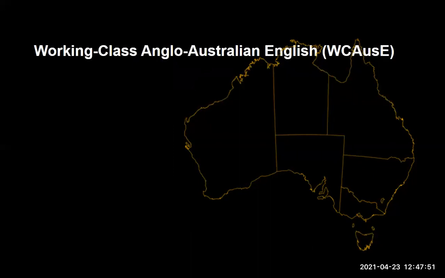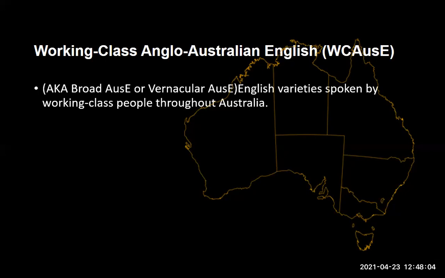So to adopt a comparative angle, and in the context of this preliminary study, we're comparing AAE uptalk to uptalk as used by working class Australian English speakers. Working class Australian English, which at times has been known as broad Australian English or vernacular Australian English, describes English varieties spoken by working class people throughout Australia, and in our case, we're focusing on both Aboriginal English and working class Australian English in the Perth and Southwest Western Australian region.